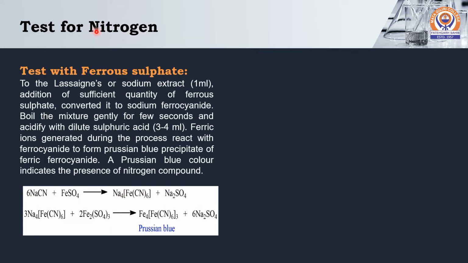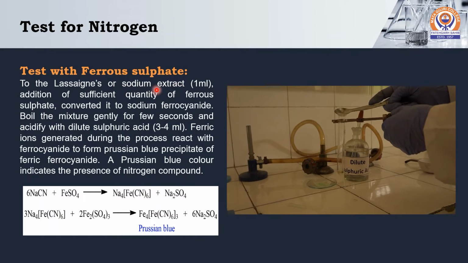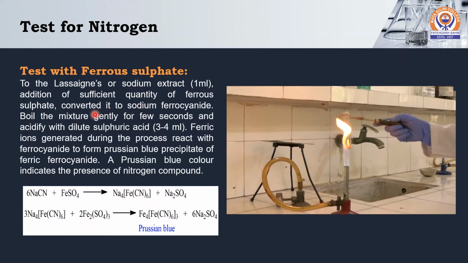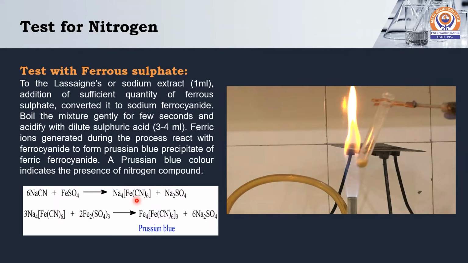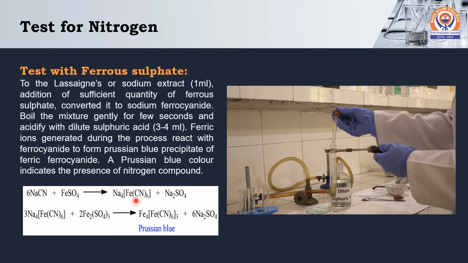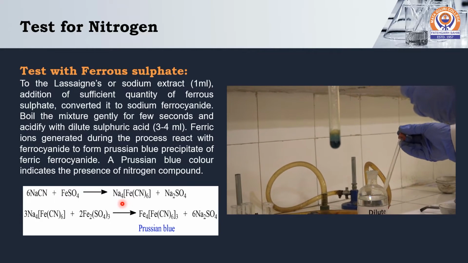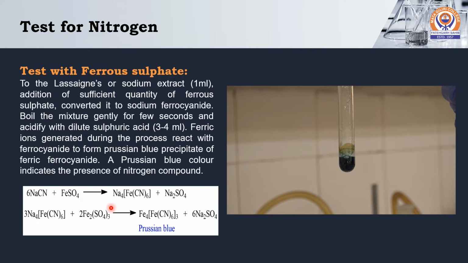Test for nitrogen. For this, we will do the ferrous sulfate test. We will take Lassaigne extract and add ferrous sulfate, and it will be converted into sodium ferrocyanide. Boil this mixture gently for a few seconds and then acidify it with dilute sulfuric acid. The ferric ions generated during the process react with the ferrocyanide to form Prussian blue precipitate, and the Prussian blue compound indicates the presence of nitrogen. So the compound synthesized is ferric ferrocyanide.